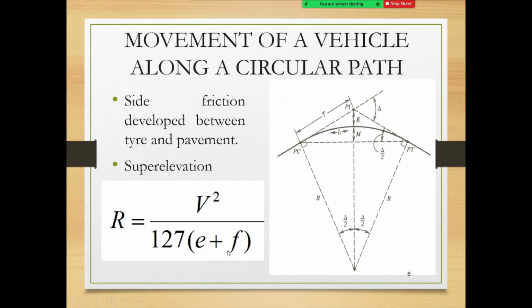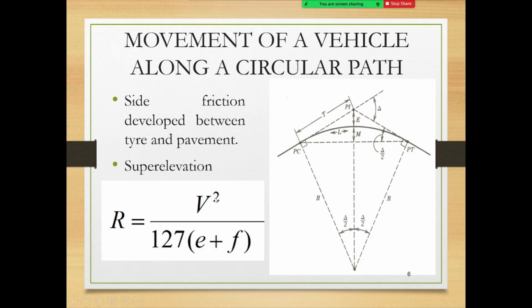Okay, super elevation. We are going to discuss what is super elevation. Super elevation is the percentage of slanting. And F is mu, that is the friction factor. Now why does 127 come? Because R is in meters and V is in kmph, kilometers per hour. So once you take them into the same units, you get 127.